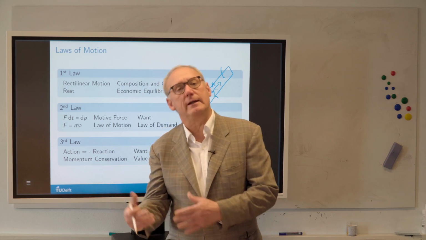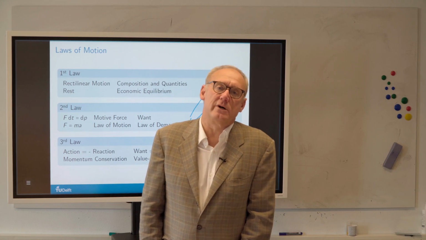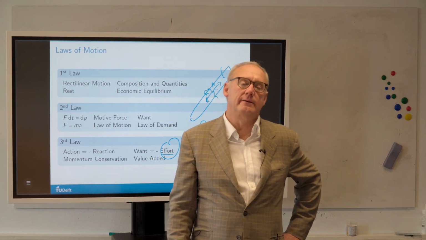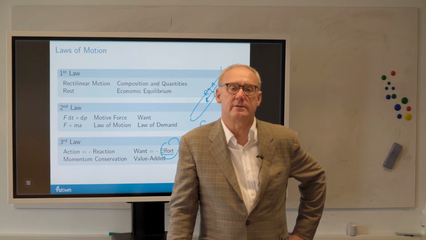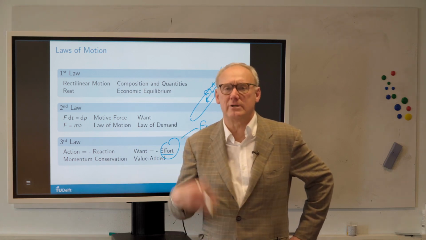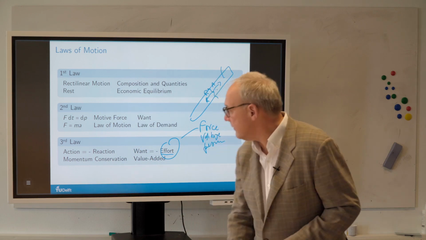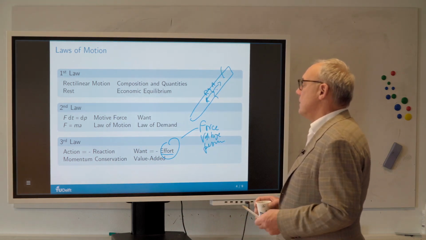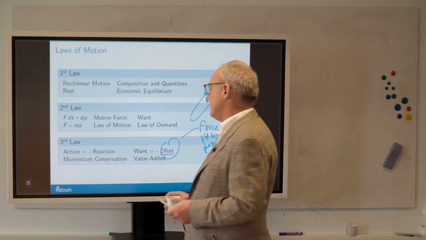So the motive force is a want, and the reaction force to the motive force is the effort, okay? And it has an opposite sign. That is minus the effort. Although the terminology would imply the minus sign is built in. So that's the way I like to look at the third law, as the impact of the third law.